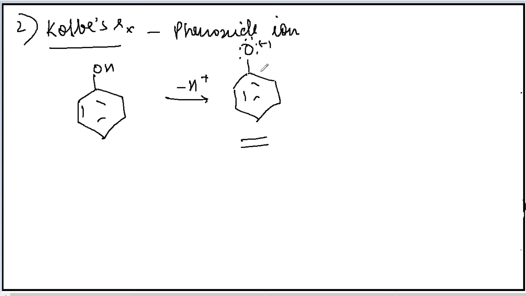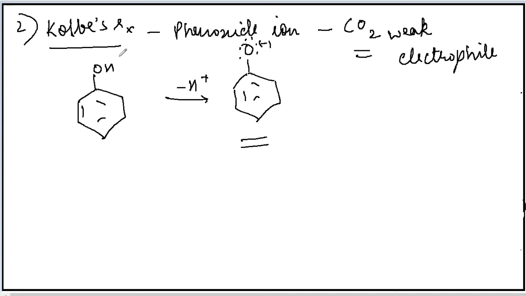So it undergoes the electrophilic substitution reaction with CO2, that is a weak electrophile. So Kolbe's reaction is also an electrophilic substitution reaction only, in which the phenoxide ion is undergoing the reaction with a weak electrophile, that is carbon dioxide. Just look at the reaction.